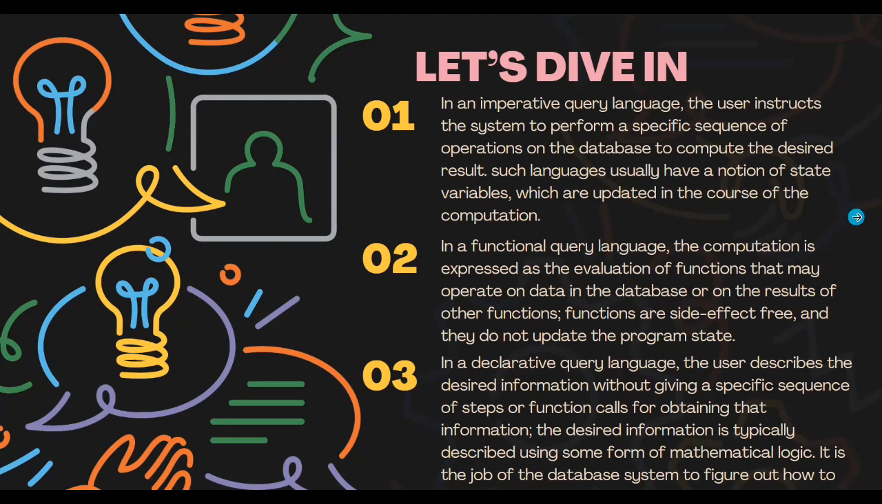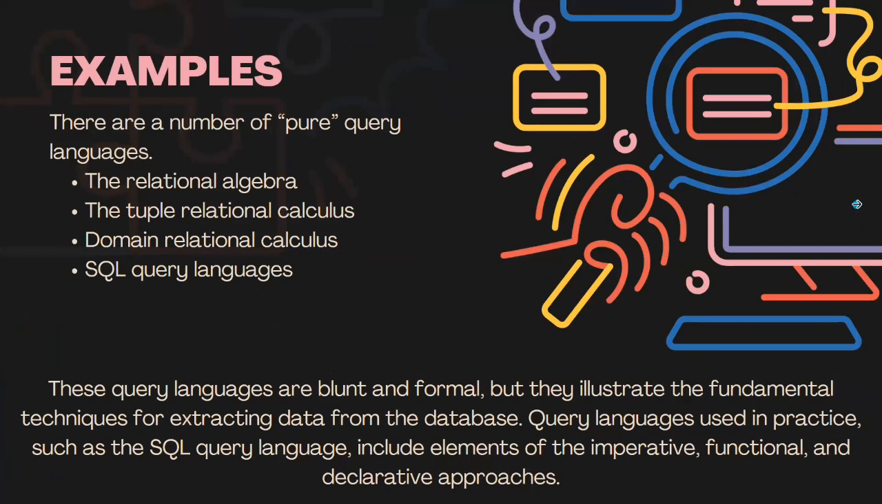Well, you might be asking, how many pure query languages are there? Let's dive in. There are 4 pure query languages, as far as I found on the internet. The first one is the relational algebra. The second one is the tuple relational calculus. The third one is domain relational calculus. And the fourth one is the SQL query language.